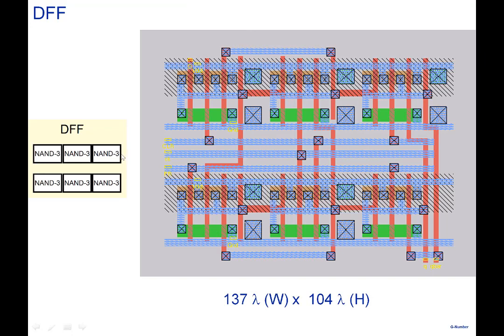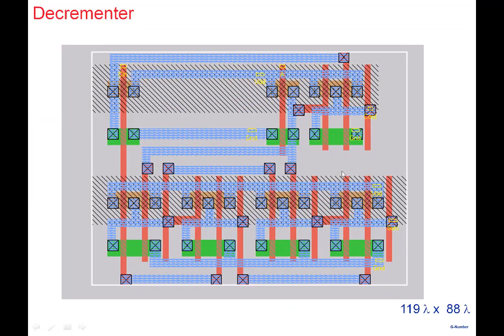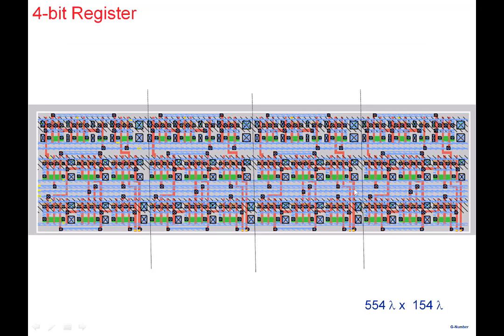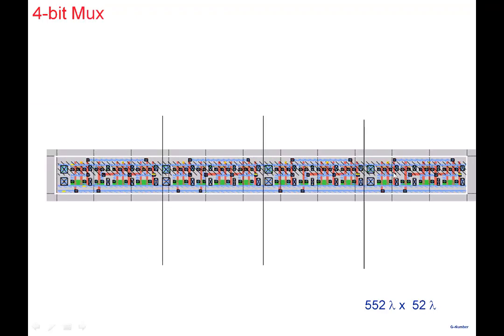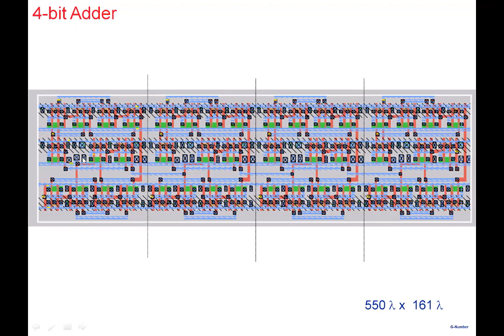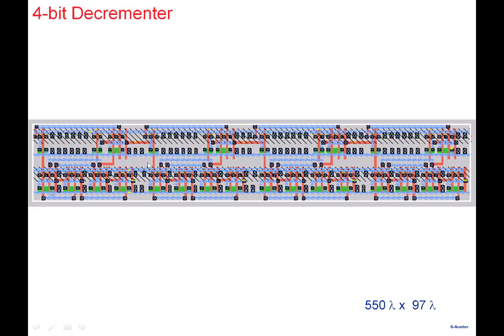The D flip-flop is here. We said we'll arrange them in two rows, so two rows are here, and in between, space has been used for interconnects. The decrementer I've not shown, so the decrementer is here. Now this is a complete 4-bit register: one D flip-flop here, another here, another here, another here. Four D flip-flops. This is a 4-bit mux, one here, one here, one here, one here. Four muxes are here, so this is for 1-bit, 2-bit, 3-bit, and the 4th bit here. This is a 4-bit adder, one, one, one, one here. This is a 4-bit decrementer.